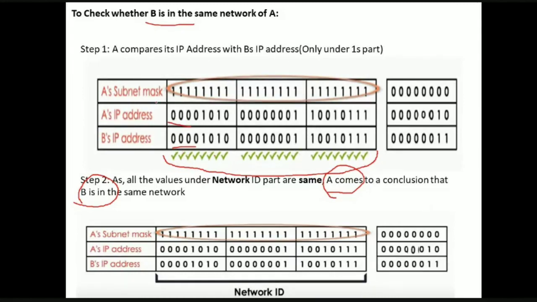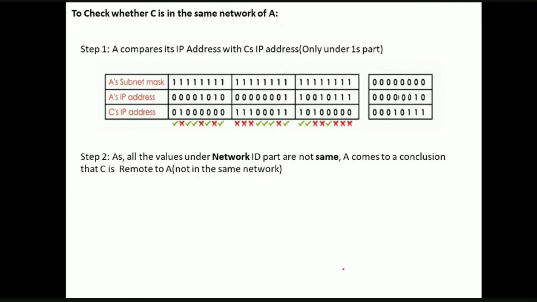These particular bits are checked. Why only these particular bits? Because this part of A's subnet mask represents the network ID part. So only the bits under the network ID part will be checked bit by bit. So it comes to the conclusion that computer B is in the same network as computer A. Now, if it is checking for computer C, again, it will check all the bits which are under these ones.